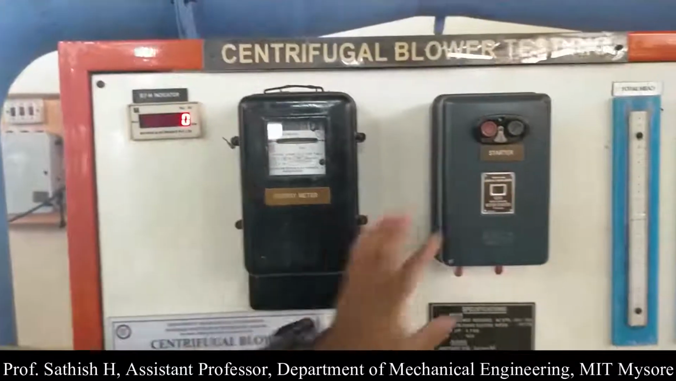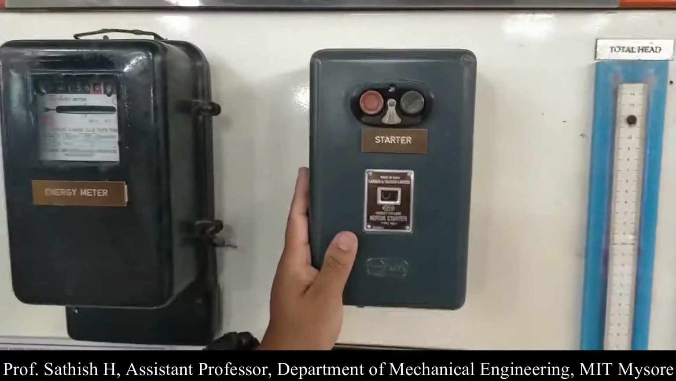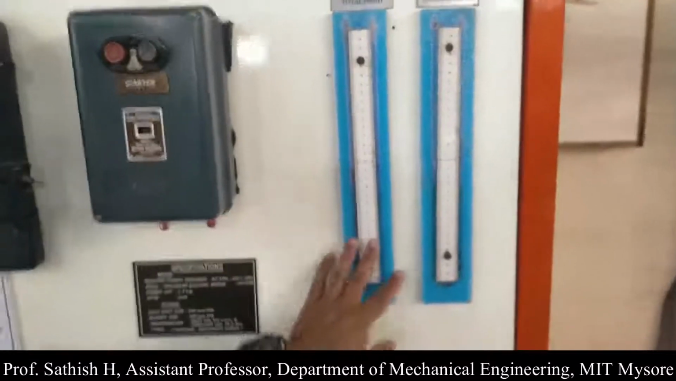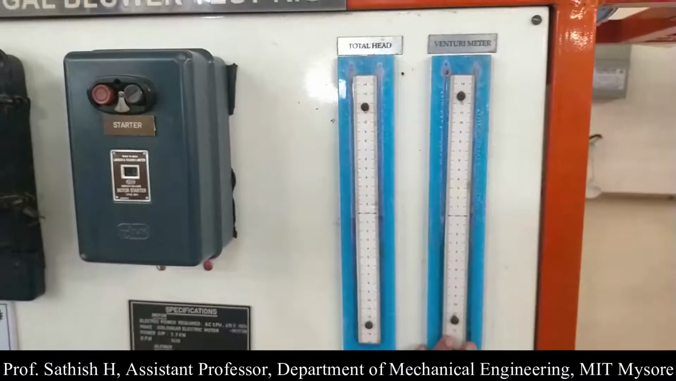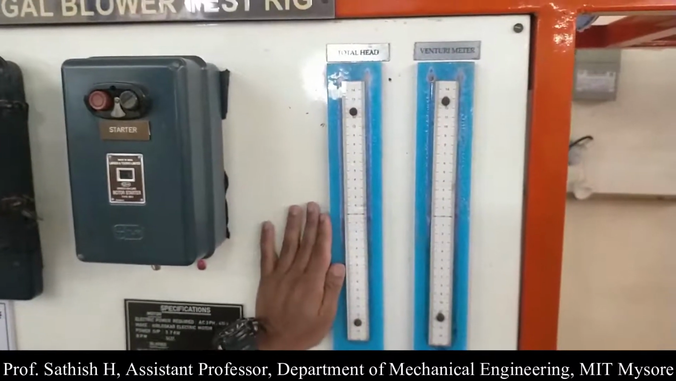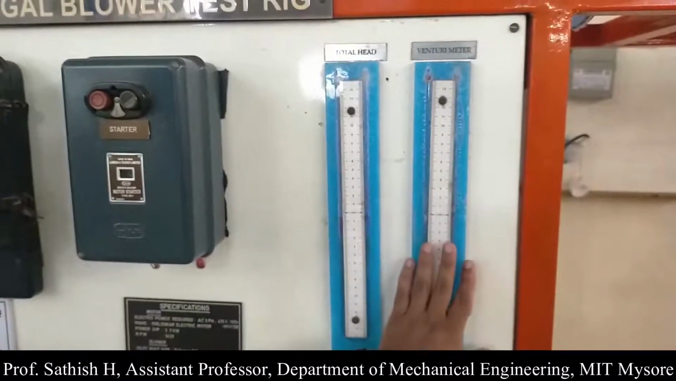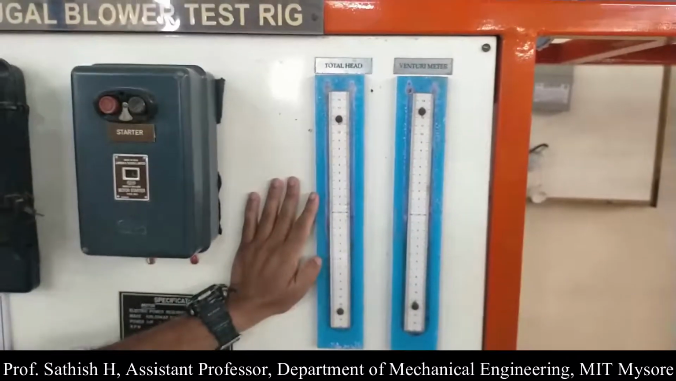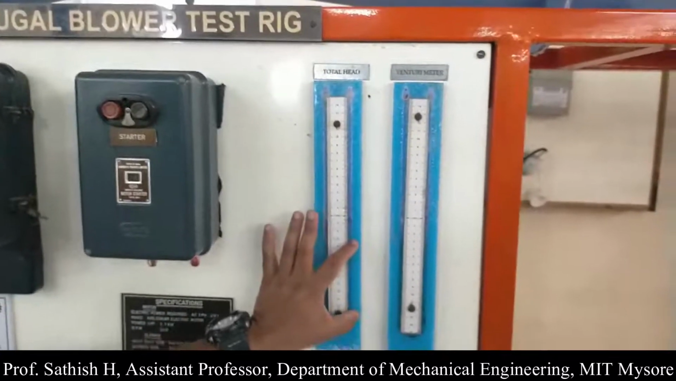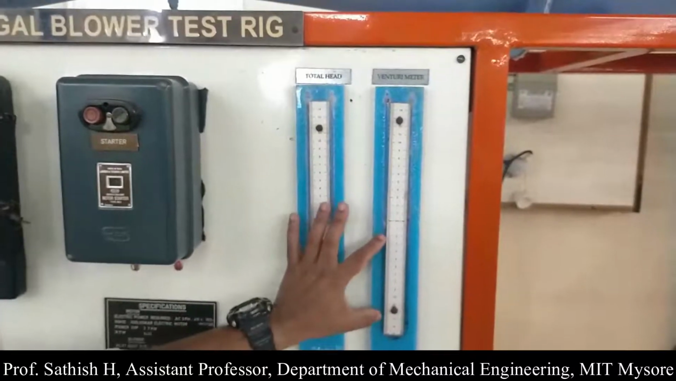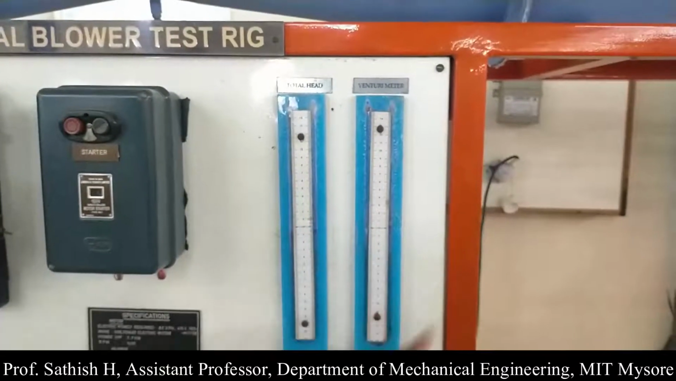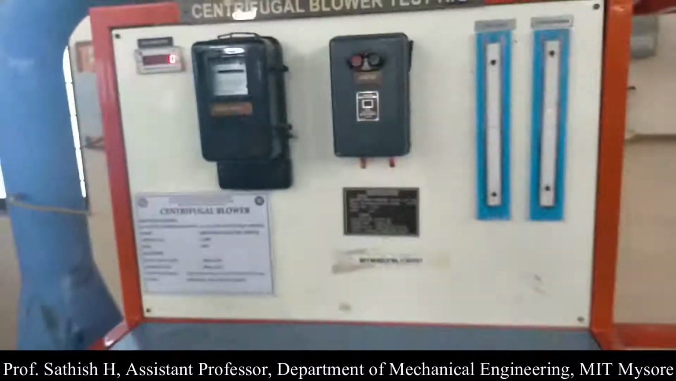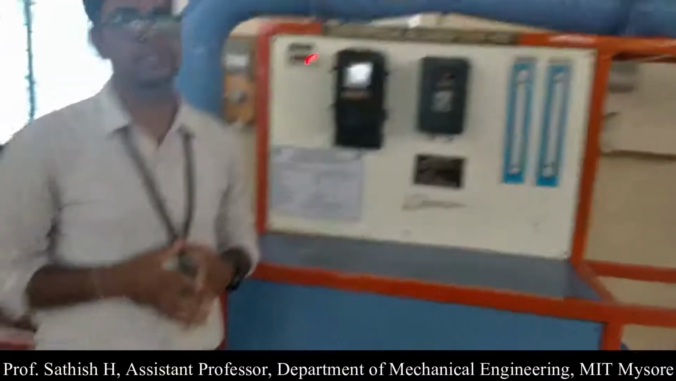And then this is the controller, which will help to switch on the blower and switch off the blower. And if you see here, there are 2 U-tube manometers provided. One is for the total head calculations and one more is for the venturi meter. The manometric fluid we are using is water here, and this is the left limb and this is the right limb. For the venturi meter as well, this is the left limb and this is the right limb. This is graduated in centimeters. So this is the experimental setup of the centrifugal blower.